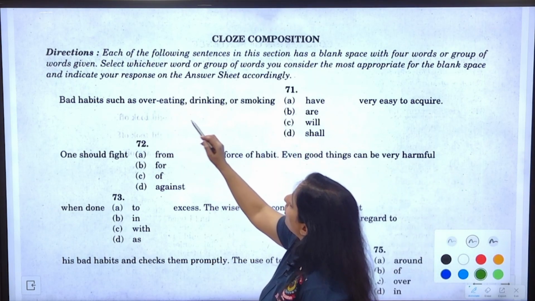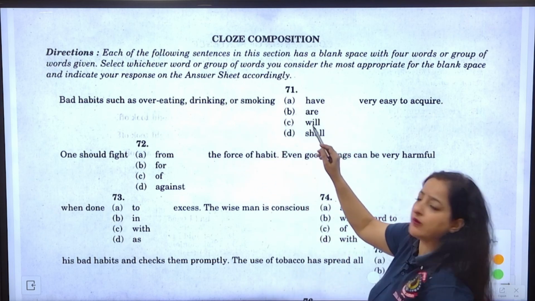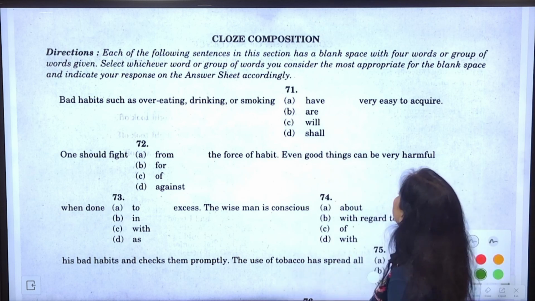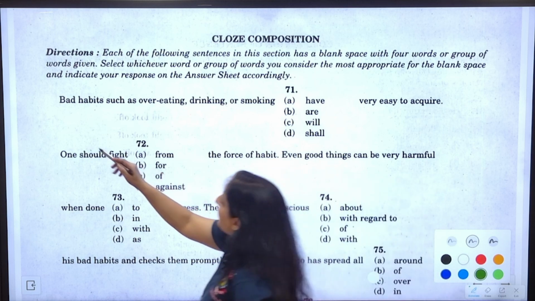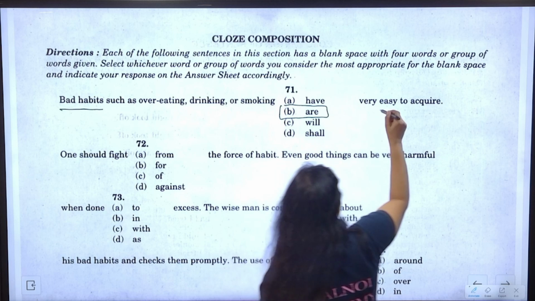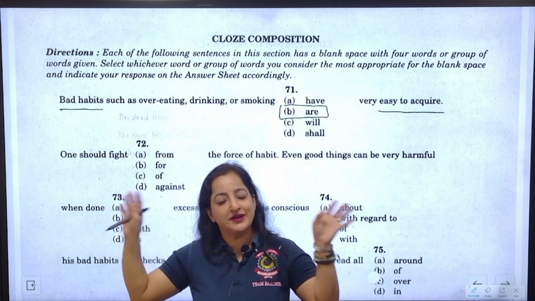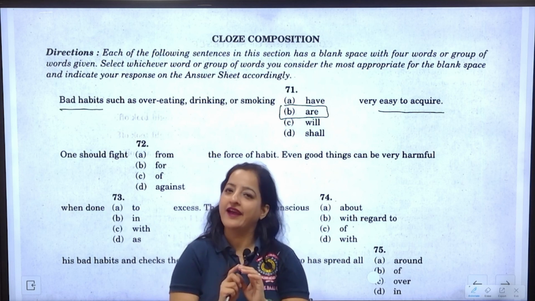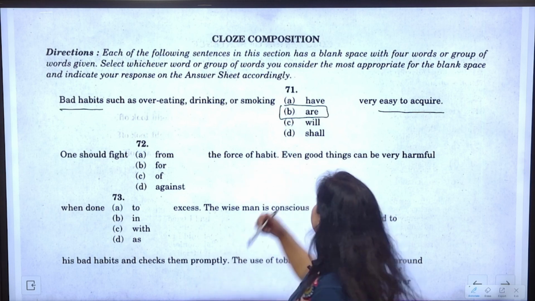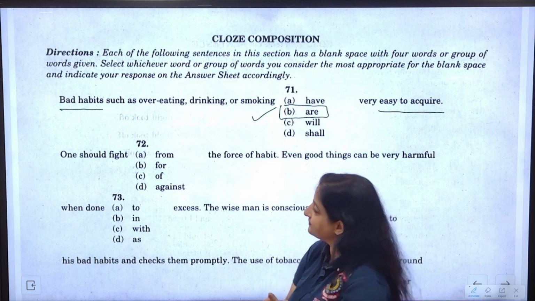Bad habits such as overeating, drinking, or smoking are very easy to acquire, will very easy to acquire, or shall very easy. So, bad habits are easy to acquire. शॉर्ट में तो ये है ना? सो फालतू का हटा दे, जैसे ये आसानी से समझ में आए. Bad habits are easy to acquire. So, just grammatically right option we have selected. The other options are not grammatically right.